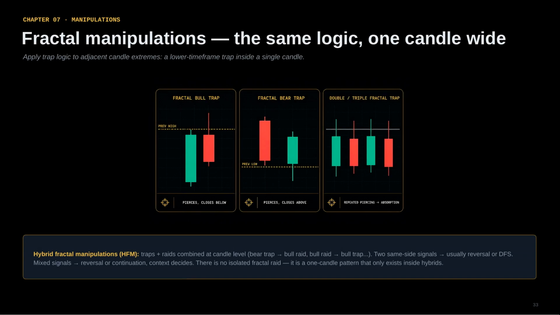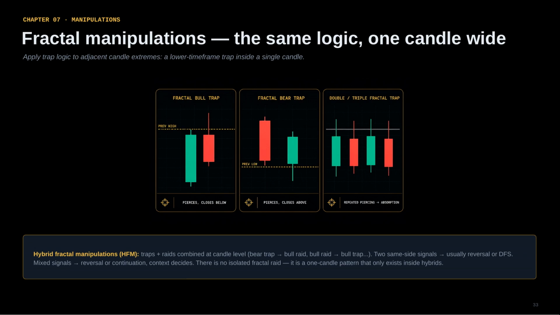A fractal bull trap. The current candle pierces the previous candle's high, but fails to close above it. A miniature bull trap, implying trap behavior in the lower time frame. The fractal bear trap mirrors it at the previous low. Sometimes the piercing repeats for 2 or 3 candles, double and triple fractal traps, meaning price is being pushed repeatedly into an area where large traders are absorbing everything. There's no isolated fractal raid, it's a one-candle pattern that only exists in combination.